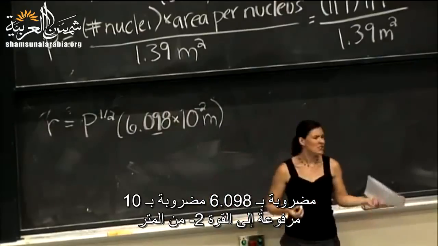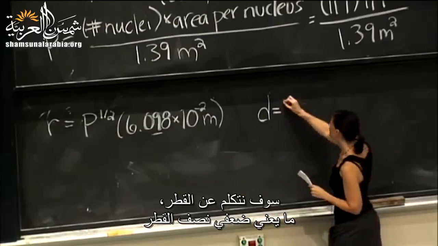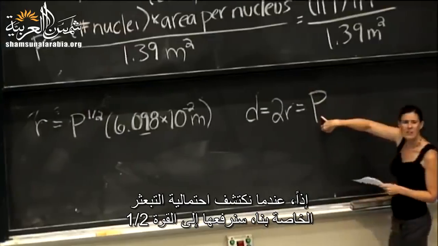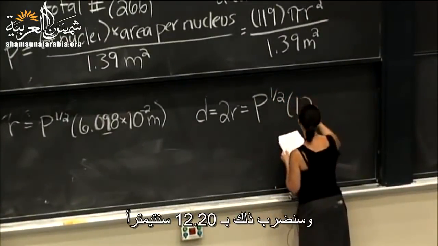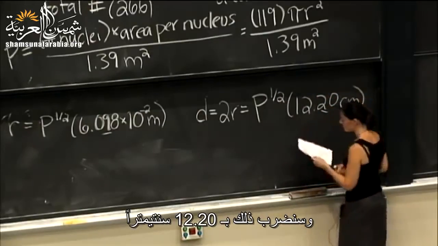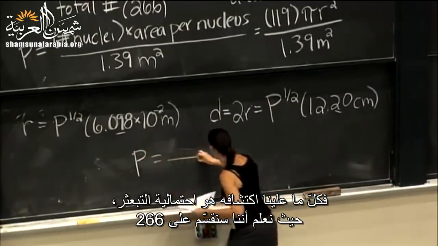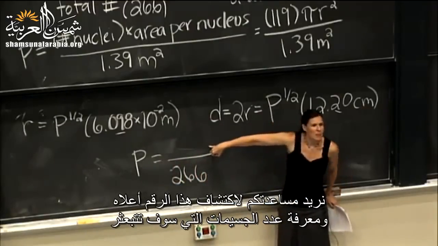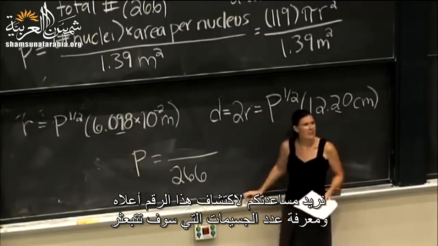Actually, just for discussion's sake, it makes a little more sense for us to talk about the diameter. So that's just twice the radius. Once we figure out what our probability of backscattering is, we'll just raise that to the 1/2, and we'll multiply that by 12.20 centimeters. All right, so now all we have to do is figure out this probability of backscattering. We know we need to divide by 266, but what we need you to help us with is to figure out this top number here and see how many particles are going to backscatter.